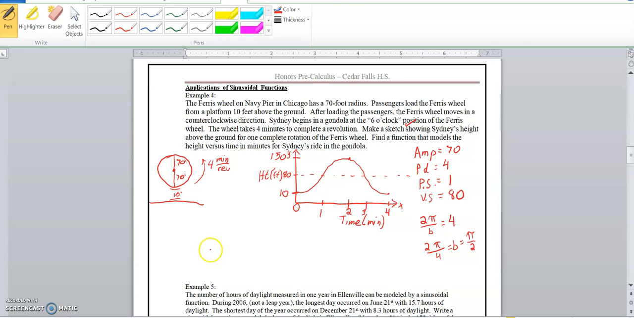So if we come back here and we say y is equal to a times sine, a is our amplitude, 70, sine b, so that's why I took the time to find b, because b is not just 4, right? Period and b are not the same. Pi over 2. Another set of parentheses, and then x minus c, so c is that phase shift. And then we close off the parentheses for both of those, and our vertical shift is up 80.